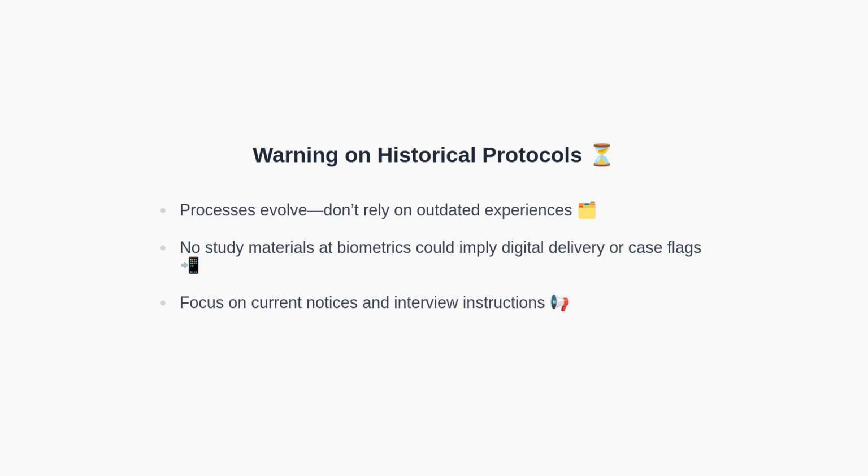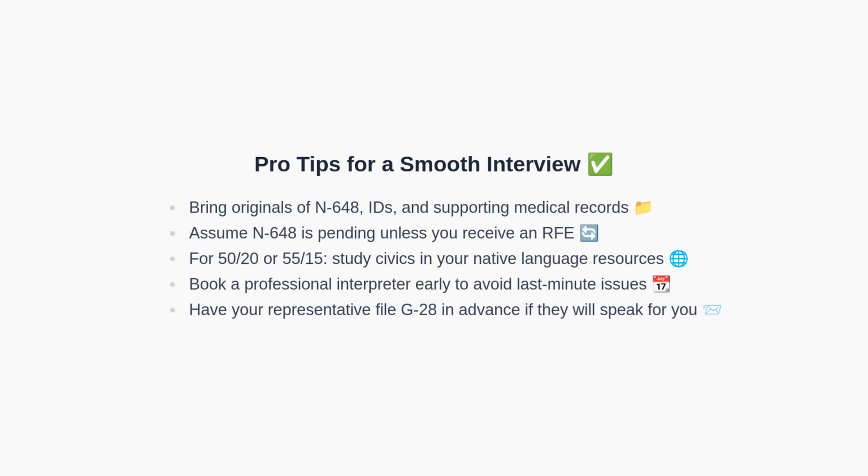The absence of printed study materials at a biometrics appointment could simply reflect digitization or indicate that your case is flagged for a medical exemption like N648. Always prioritize current notices, official instructions, and communication received directly from USCIS. Bring original documents, including your N648, identification, and any medical records supporting your disability claim. Unless you receive an RFE, assume the N648 remains under review until the interview.